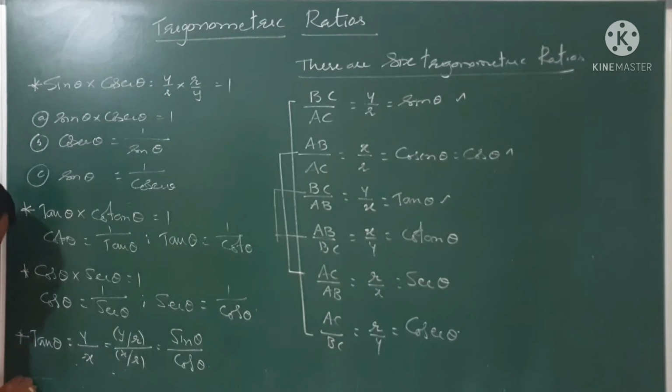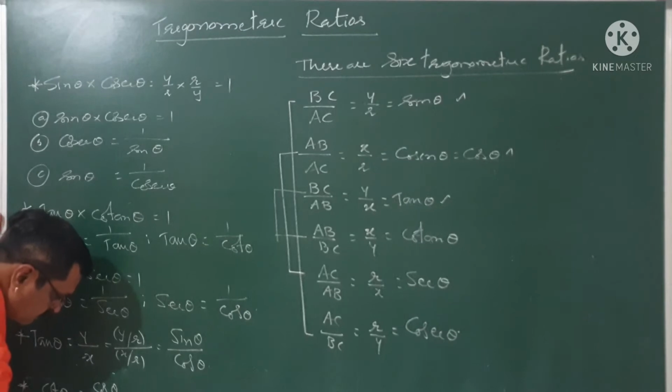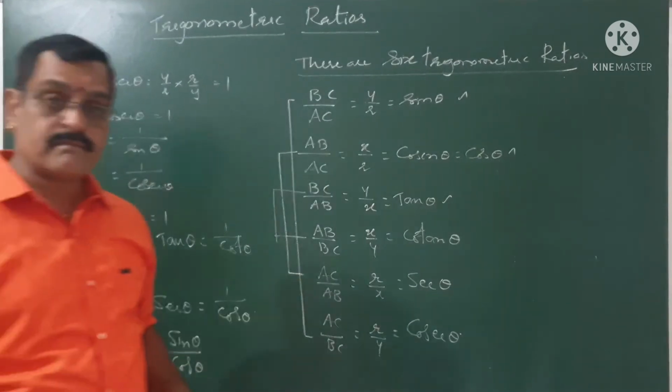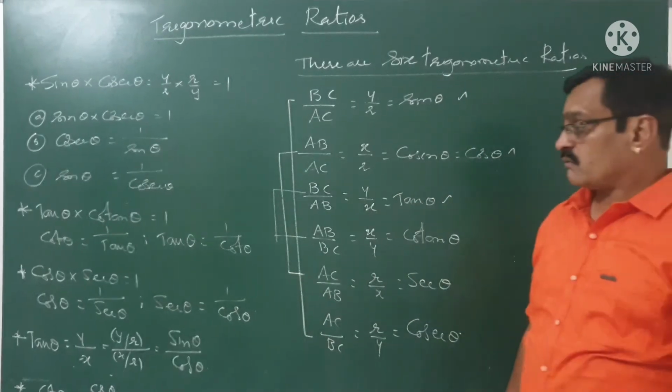Similarly, we have one more thing, that is cot theta. Cot theta is equal to the reciprocal of that one, cos theta by sin theta. These are the very, very important fundamental identities. Please note down.